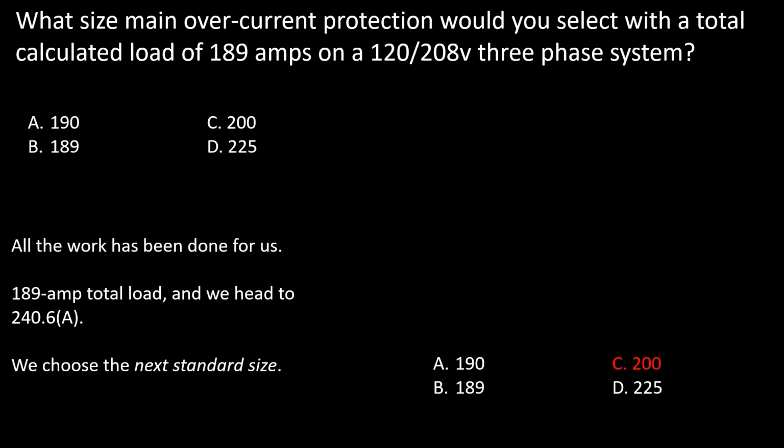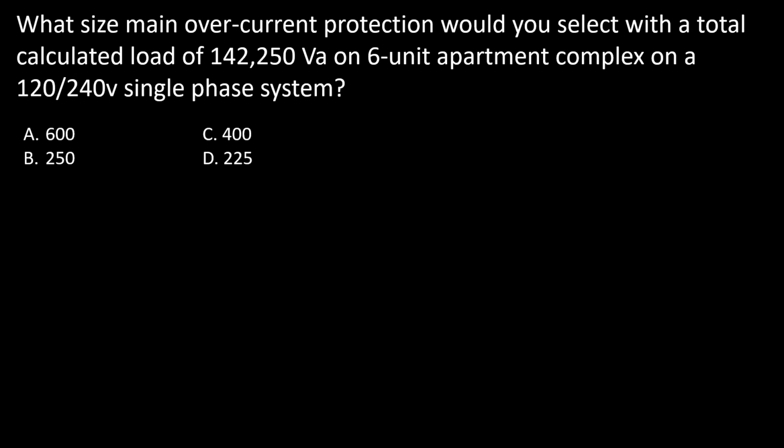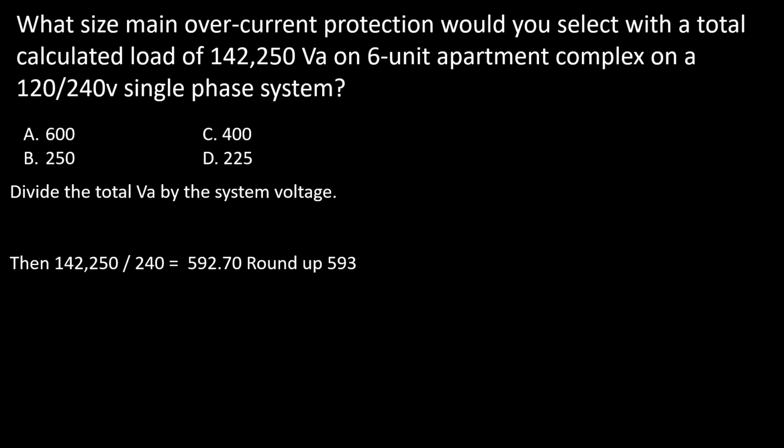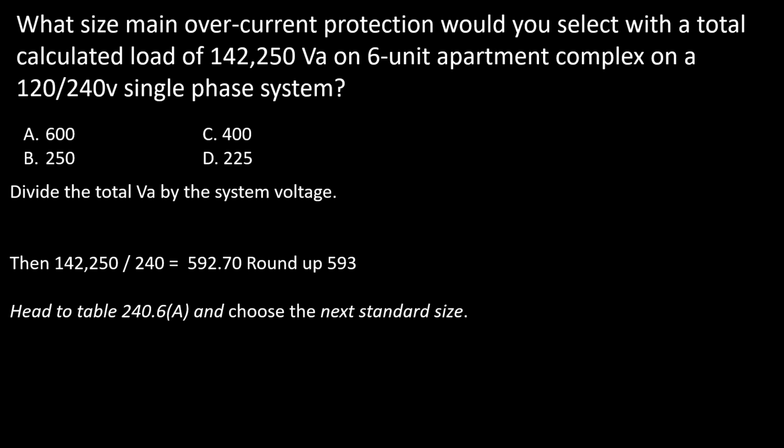Let's get to it. Let's take a look at the same scenario, but with single phase. What size main overcurrent protection would you select for a total calculated load of 142,250 VA on a 6-unit apartment complex on a 120/240 single phase system? So we're going to divide the total VA by the system voltage. Working out that math, it's going to give us 592.70. We're going to round up to 593. Then we're going to head to table 240.6A. We're going to choose the next standard size, and in this case, that's going to be a 600.